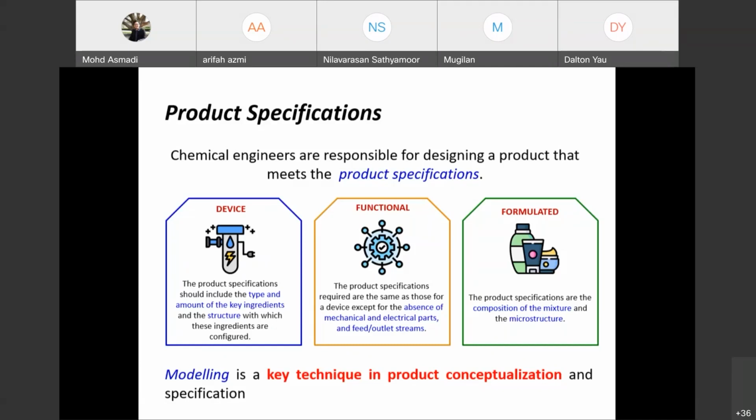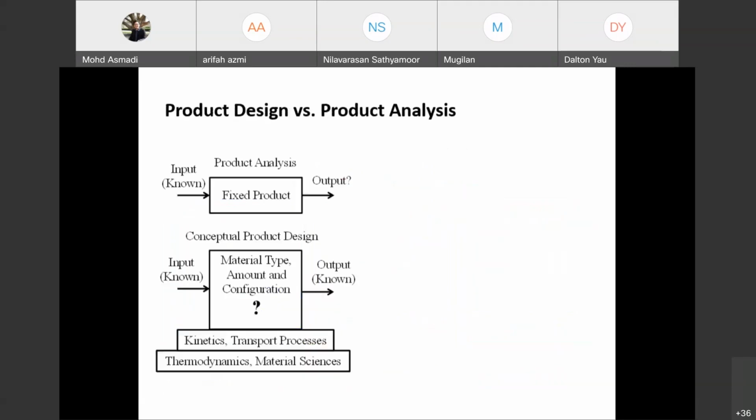What is the difference between product design and product analysis? For product analysis, we know the input: type, amount, ingredients. And the result is the output. The condition is fixed. However, for conceptual product design, we know the input and we know our desired output.